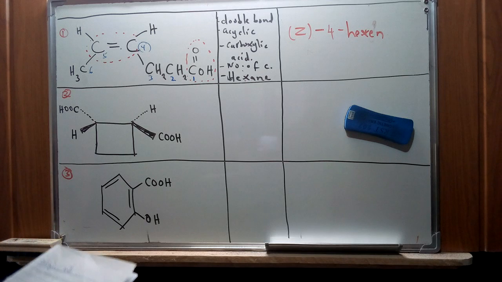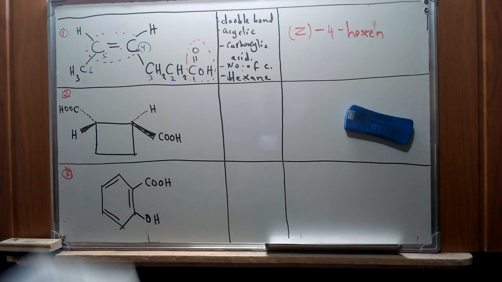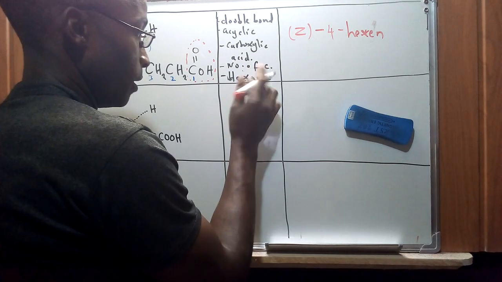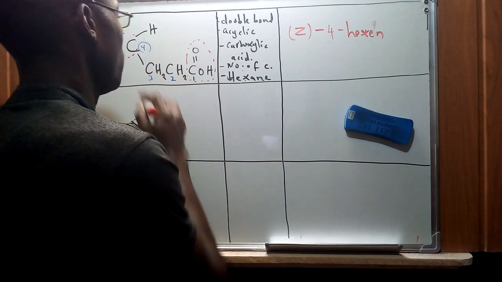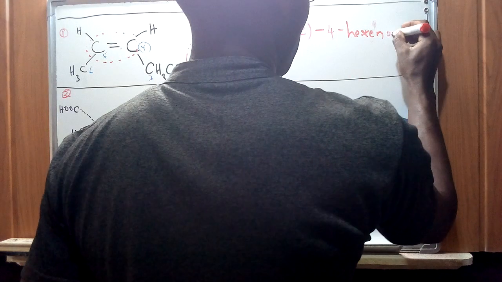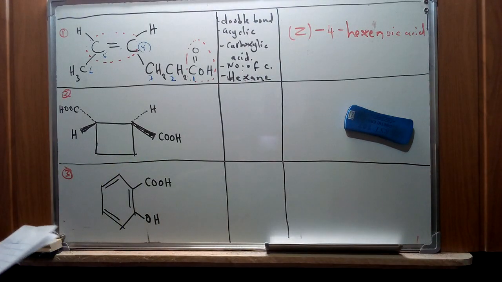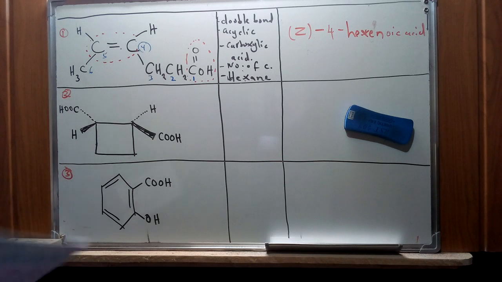Now, for non-cyclic compounds, carboxylic acids are named by replacing the E of the corresponding alkene by oic acid. So in this case, as we have said, we give it an "ene" for the double bond. But whenever we are naming carboxylic acids, we do that by replacing the E of the corresponding alkene by oic acid. So we are going to have this E of hexene replaced by oic acid. Therefore, that one can be named as Z-4-hexenoic acid. So that's for the first part.